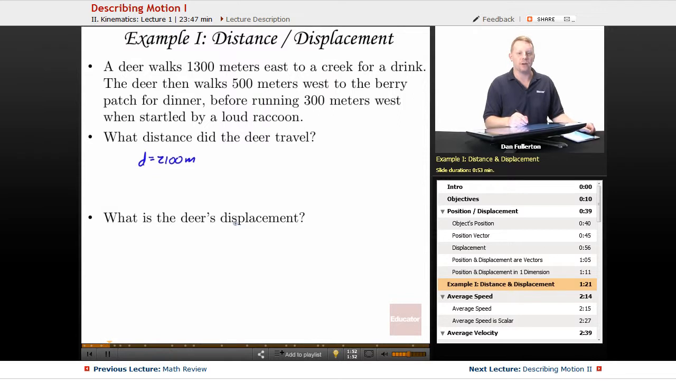But what is the deer's displacement? That's how far it is from its starting point. So it went 1,300 meters east, 500 west, now it's only 800 meters east. And then it went 300 meters west, so it's 500 meters east from where it started. Delta x, its displacement, is 500 meters east. And because it's a displacement, it's a vector, it needs a direction as well.